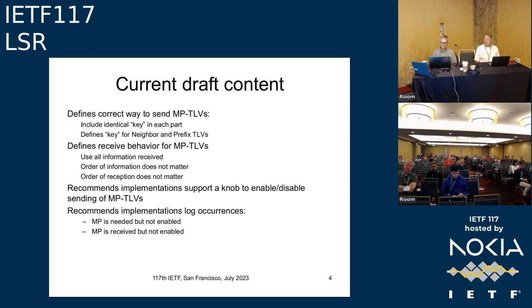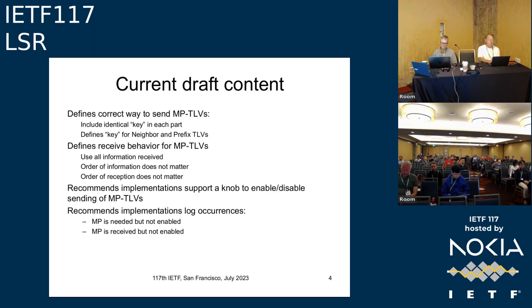Next slide, please. So what's in the current draft? We defined the correct way to send MP TLVs. You need to include a key. The definition of the key is specific to each TLV type. And we filled in the example of what the key should be for neighbors and prefixes. It also discusses the receive behavior. If you receive a multi-part TLV, you're supposed to use all the information, not choose between one TLV and another. The order in which the information arrives, time-wise, does not matter. The location of the information, whether one TLV is in LSP number 1 and one's in LSP number 100, makes no difference. You just have to concatenate all this information internally and use it to fully describe the object.